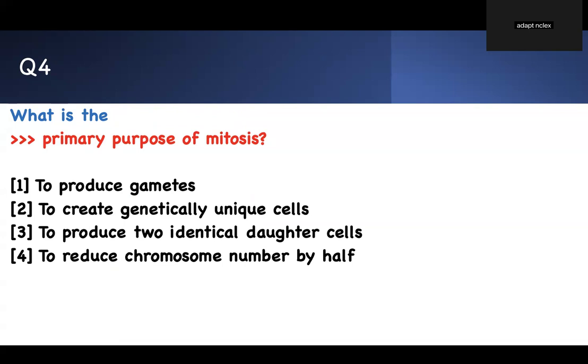Therefore, that is gone. It creates genetically unique cells? It's not unique. It's the same as the parent. To produce 2 identical daughter cells, the 2 cells are identical to each other. To reduce chromosome number by half? It does not cut it into half. You have the same number of chromosomes. Therefore, number 3 is your right answer.